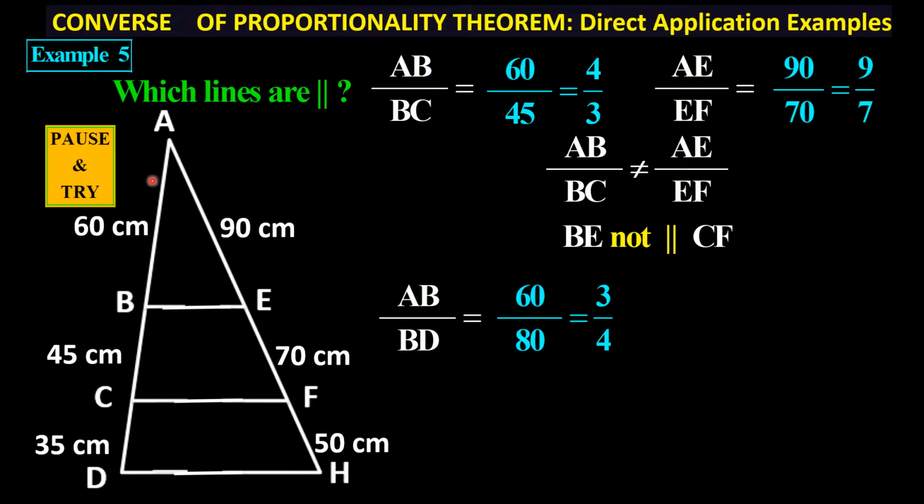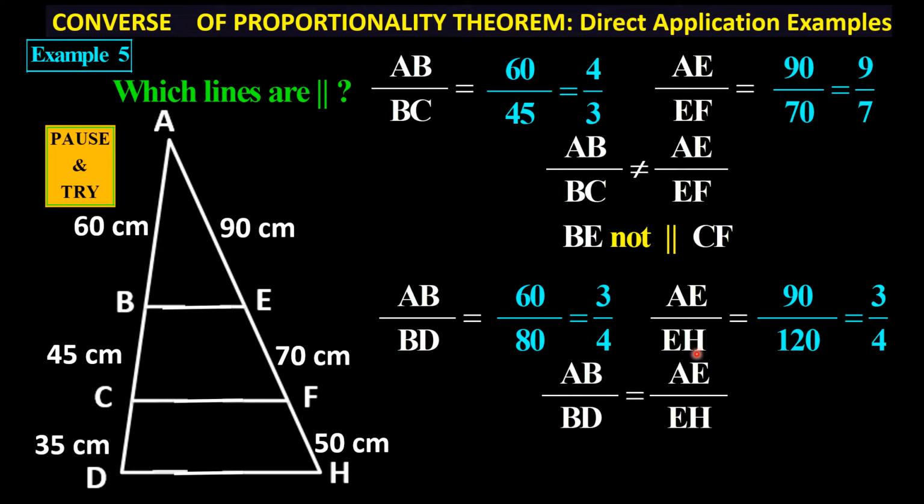So let's try the same. I took AB, so I need AE with EH. AE is 90, and EH, if I add that up, gives me 120. If we simplify that, we see that AB over BD is exactly the same as AE over EH, right? So they are in proportion, and if they are in proportion, it means that BE will be parallel to the DH, right? You can actually see that.